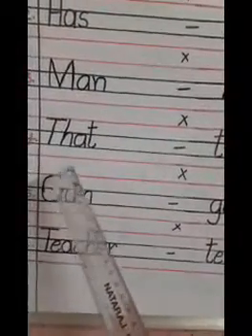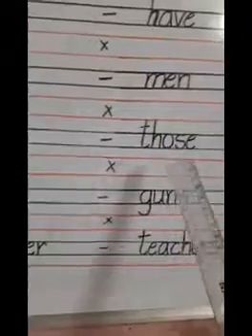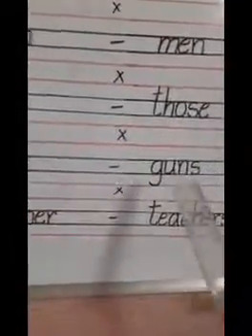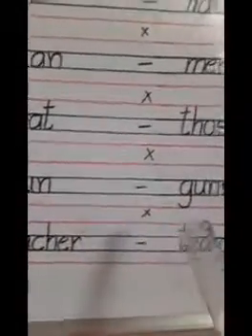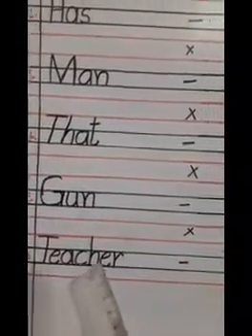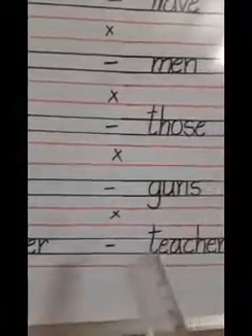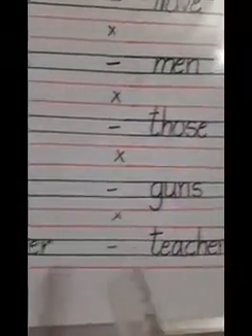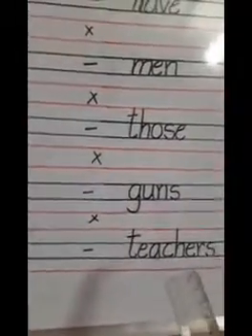Next, leave a line, write that, those. T-H-A-T, that, T-H-O-S-E, those. Again leave a line, then write the next one, gun, guns. G-U-N, gun, G-U-N-S, guns. Again leave a line, write teacher, teachers. T-E-A-C-H-E-R, teacher, T-E-A-C-H-E-R-S, teachers. Okay.